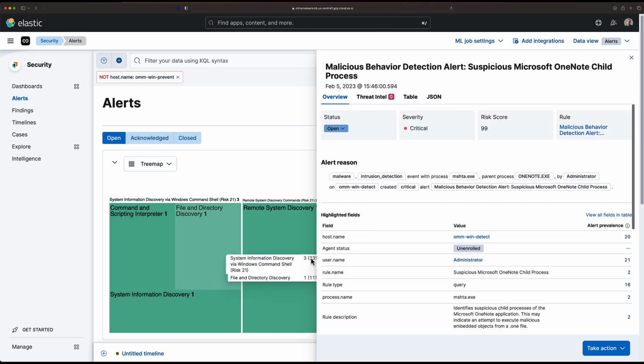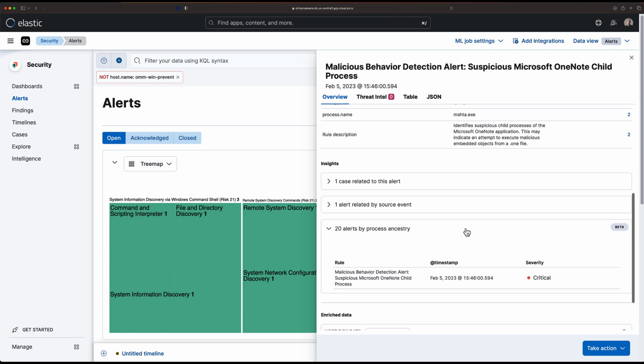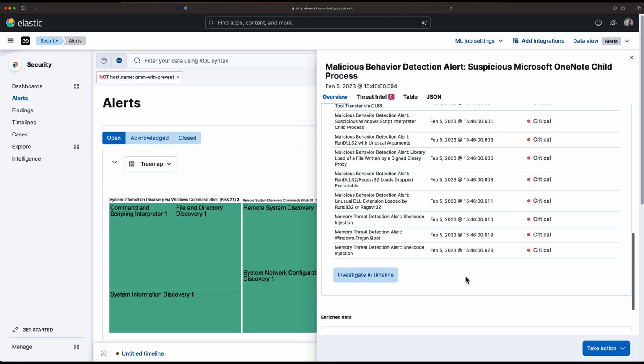Another thing I'll highlight here is I always like reminding everyone of this feature, related alerts by process ancestry. Again, because we are not in a production context for these episodes, it's very specific. We have two machines, one sample, we run it, and then we turn off the machines.